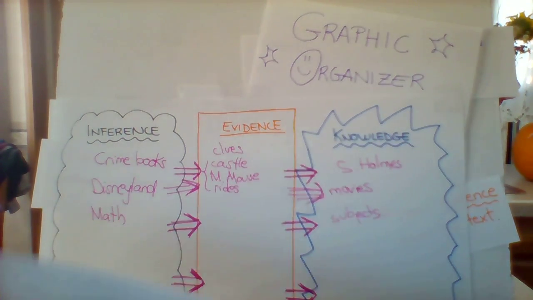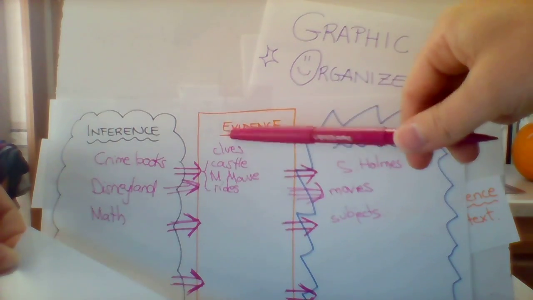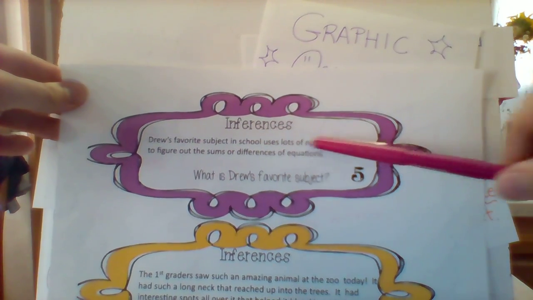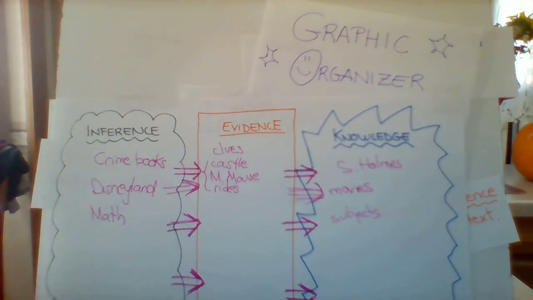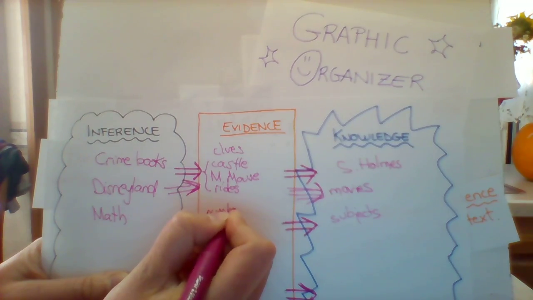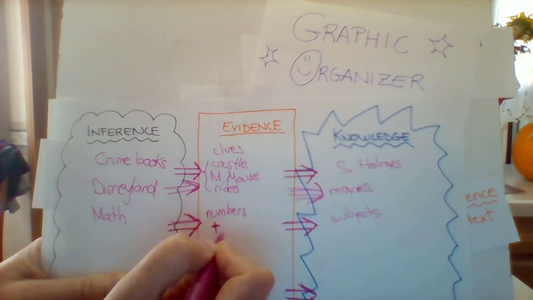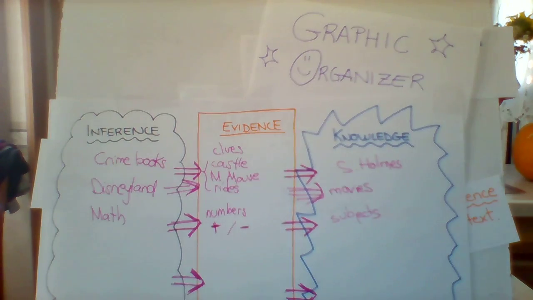It's math. And what is my evidence? The information taken from the text. Numbers. He uses numbers and sums and differences. So I would say numbers and addition, sums, and differences, subtraction. All right. Let's do the last one.